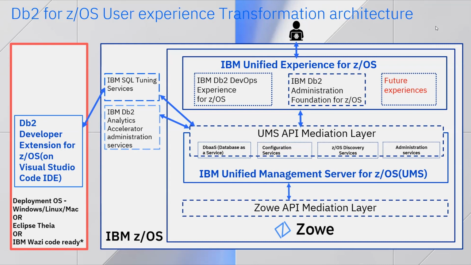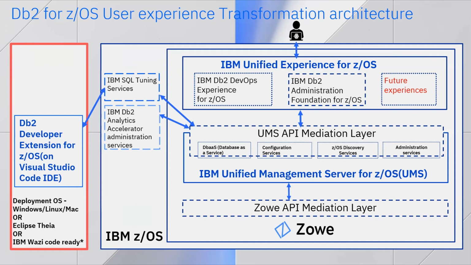There are three parts to this image: the right side, which is the bulk, the center portion, and the left, which is application development. To start with the right, you can see Zowe in the bottommost layer. Zowe is the foundational piece. It is a hard prerequisite for the Unified Management Server, and I'll get to that in just a second.